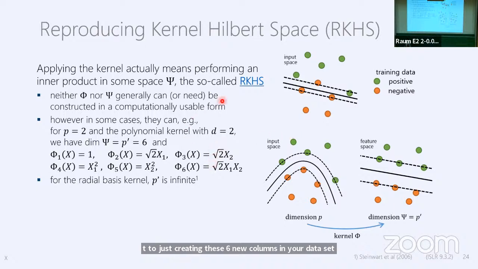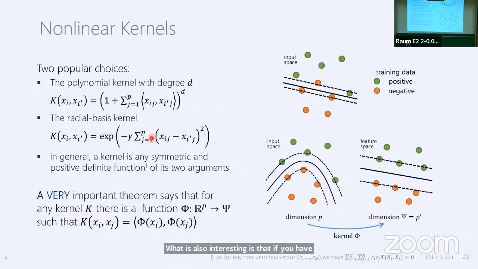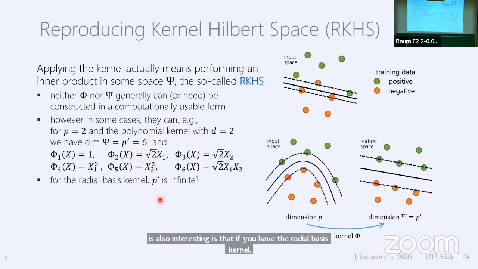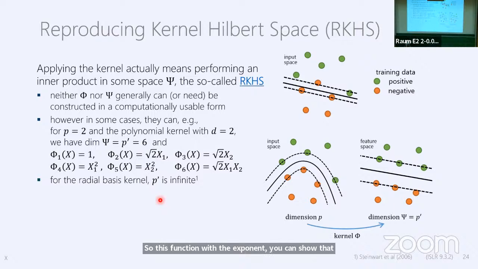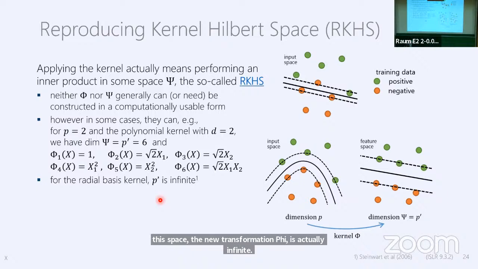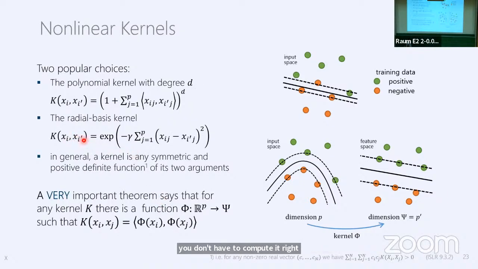What is also interesting is that if you have the radial basis kernel, so this function with the exponent, you can show that this space, the new transformation phi, is actually infinite. So you can never actually compute this new vector, but you don't have to compute it, right? Because you can just plug in xi and xi prime and get the value. But it can be shown that it's equivalent to creating an infinite vector for xi, an infinite vector for xi prime, and multiplying them. The intuition, if you've heard about this, is that you can rewrite this in terms of the Taylor decomposition. But if you don't know about this, don't worry, it's not that important.